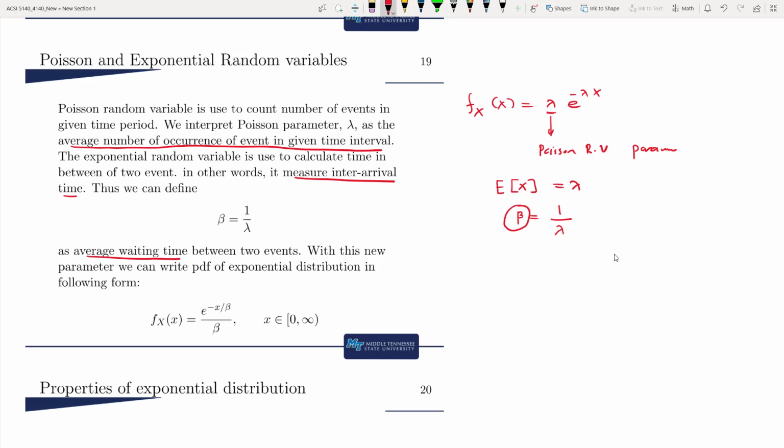So with this new parameter beta, which I defined earlier, you can rewrite the density function of exponential random variable in this format. When you see a density function of exponential random variable, just be careful what kind of parameter they are using. Is it based on Poisson or is it based on beta? You need to be careful with that, because in the next slide I'm going to talk about expected value and variance. Depending on the parameter we are using, the value is going to be different.